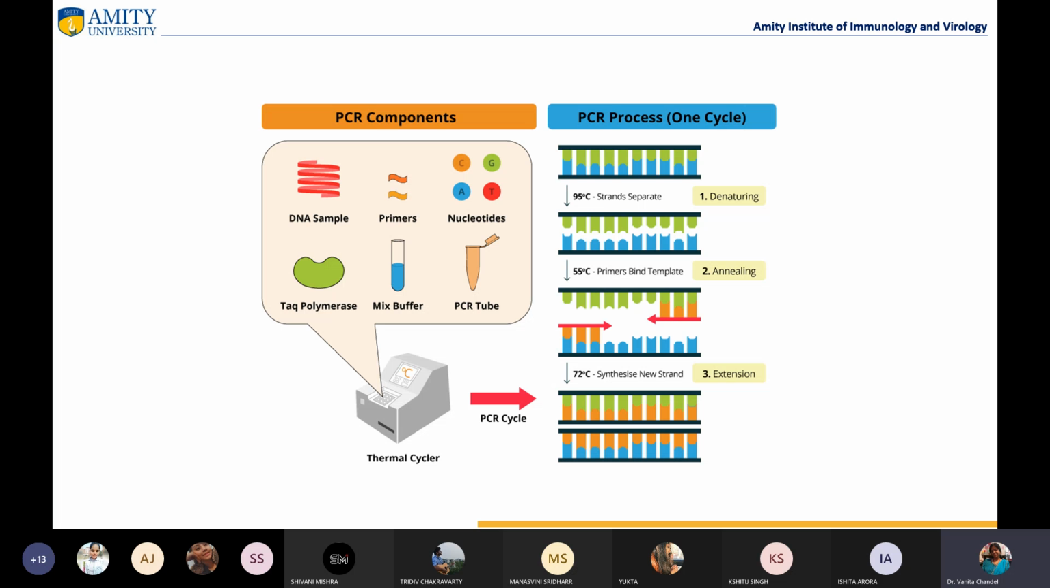So the PCR components we need are DNA samples, primers, and nucleotides, which are provided in the form of dNTPs, then PCR tubes which are fitted in the PCR block, the thermal cycler, buffer, and the Taq polymerase, right? So the first step, as I told you, is the separation of the strands, which means denaturation. The second step is the primers binding to the template, which is called annealing. And the third step is extension, synthesizing the new strand and extending that particular DNA further. So this is how the PCR works.